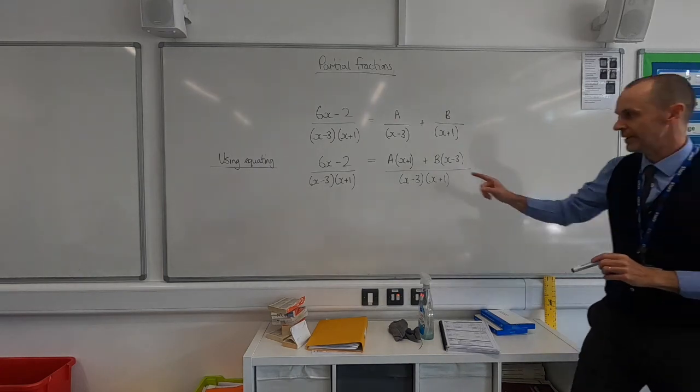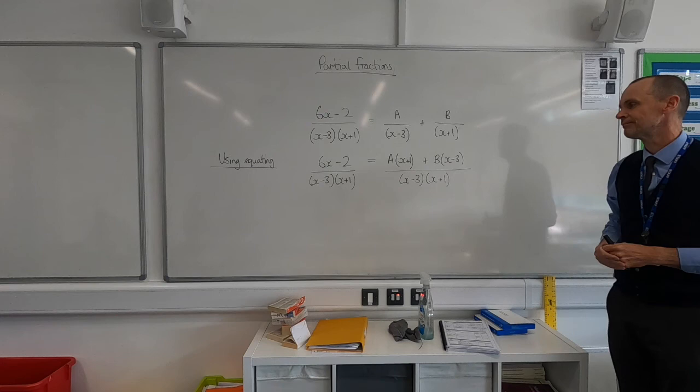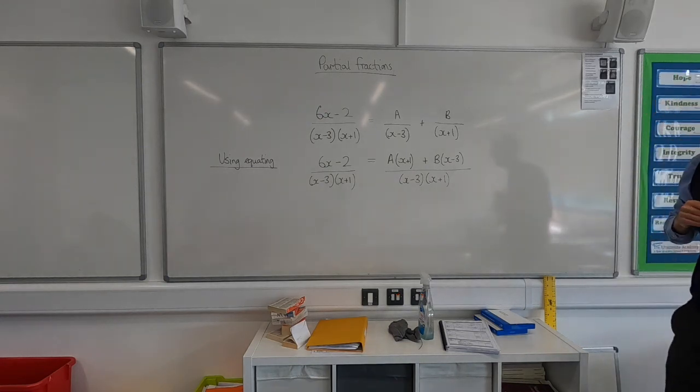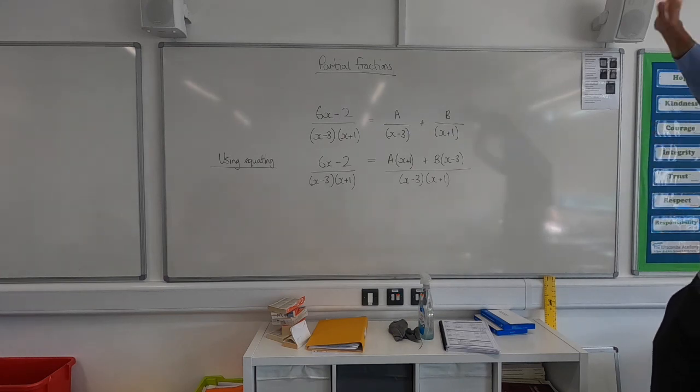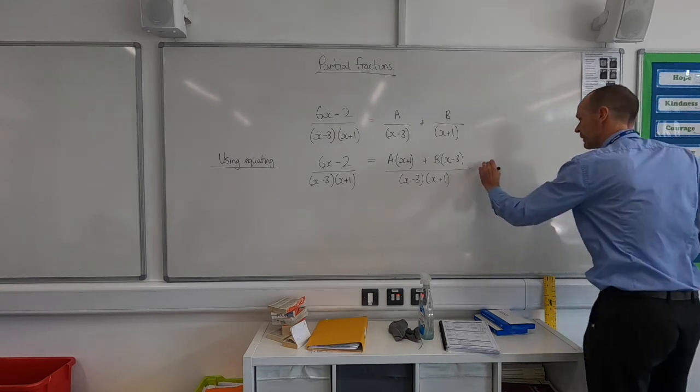And so I'm saying that this is now the same as this. Could anyone suggest what I can now do to make it all very easy and straightforward? Remembering how I feel about fractions? Yeah, so I can multiply both sides by x minus 3, x plus 1.